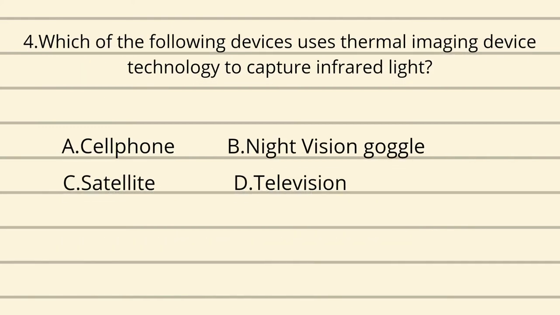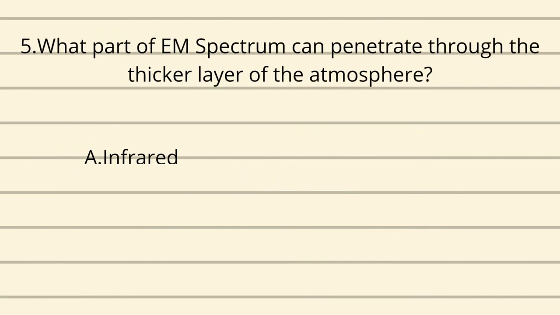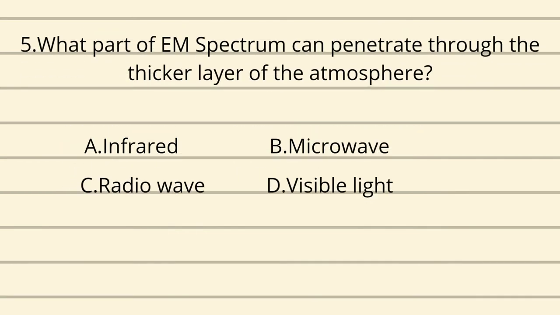4. Which of the following devices use thermal imaging technology to capture infrared light? B. Night vision goggle. 5. What part of the EM spectrum can penetrate through the thicker layer of the atmosphere? B. Microwave.